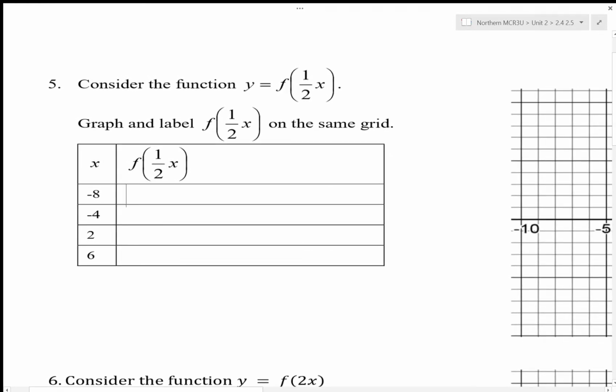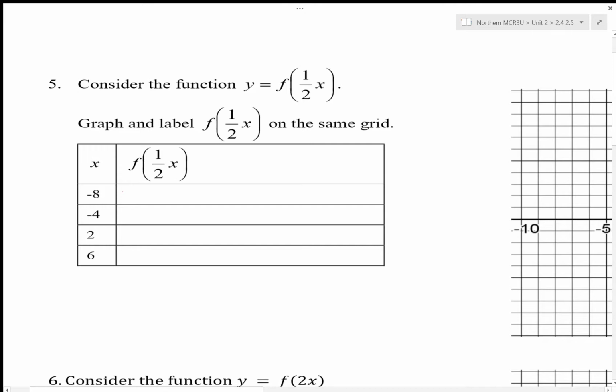So in this case, we have f at 1/2 x. Now let's try to find what f at 1/2 x is. Hopefully you notice that this 1/2 is attached to the x directly inside of the function, not on the outside, like 1/2 sitting in the front. That's the difference between the vertical and the horizontal. Anything that is done horizontally will be sitting inside of the function, which is the brackets in this case.